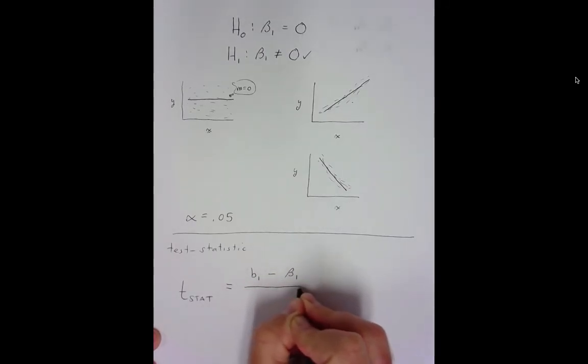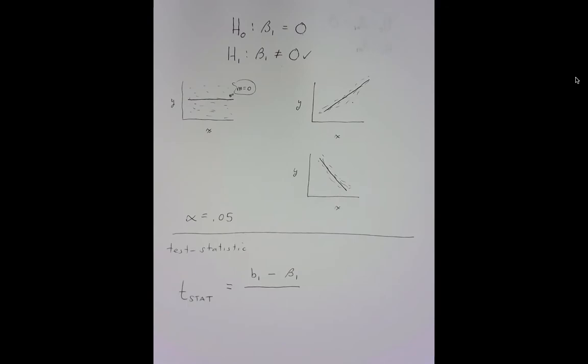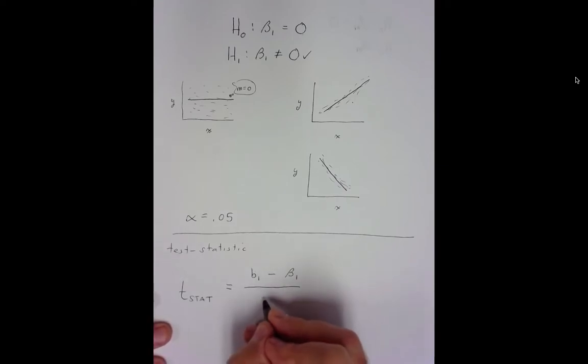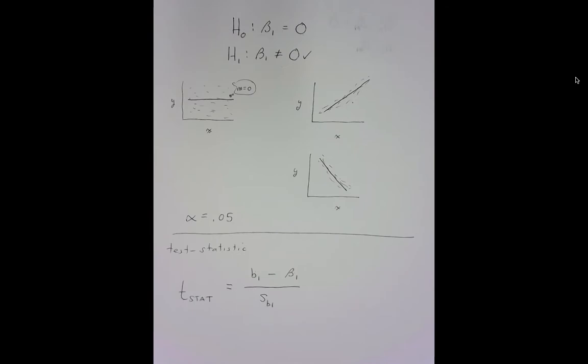And the numerator is pretty much as you would expect, because if you think back to when we did these problems with mean, we had x bar minus mu. When we did these problems with proportions, we had p minus pi. When we did these for the difference of sample means, we did x bar 1 minus x bar 2 minus mu 1 minus mu 2. And then we have the standard error for beta 1.